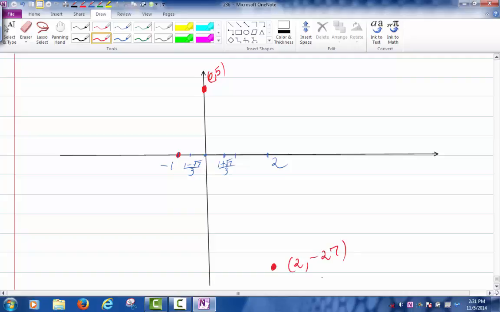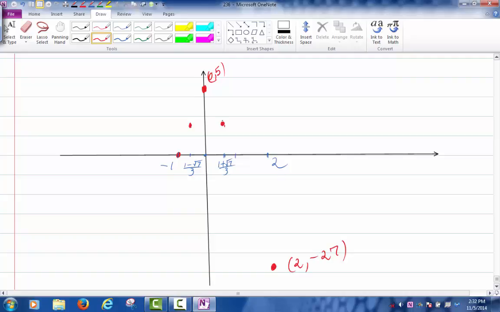And the value of the function at 1 minus root 7 over 3 and 1 plus root 7 over 3, whatever they are, they are positive values, okay? And I think they have equal values there. So now we have to draw the graph.